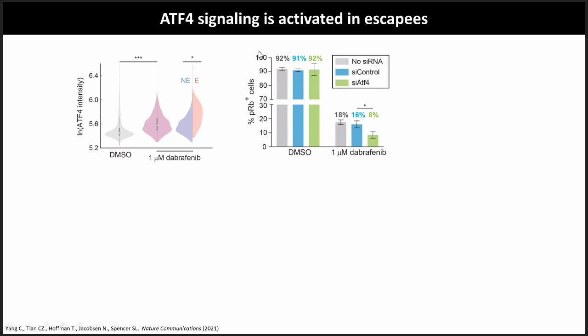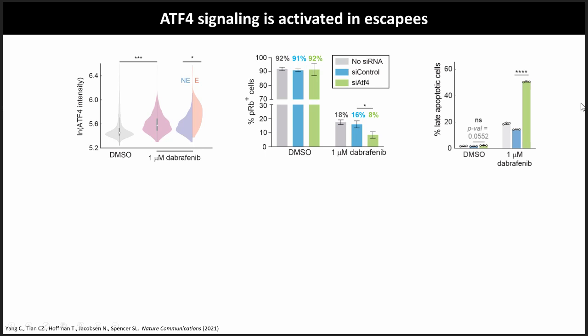So here we're looking at the fraction of SKPs, percent of SKPs marked by phospho-RB, and we can see that between control knockdown cells in blue and cells where we've knocked down ATF4, we get about a 50% reduction in cells escaping in the fraction of SKPs. And this actually seems to be largely driven by cell death. So normally we get about 18 to 20% of cells dying at 1 micromolar dabrafenib at 4 days. But when you simultaneously knock down ATF4, that shoots up to about 55%.